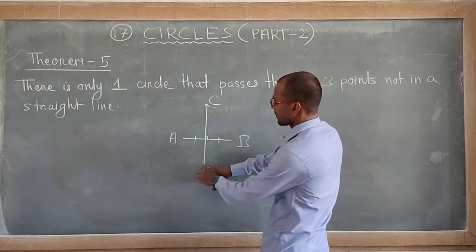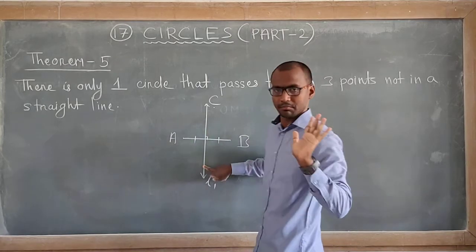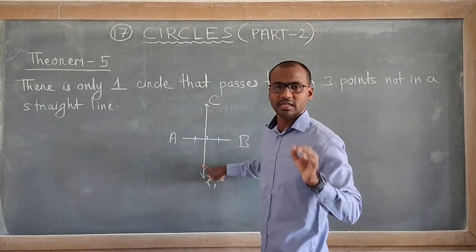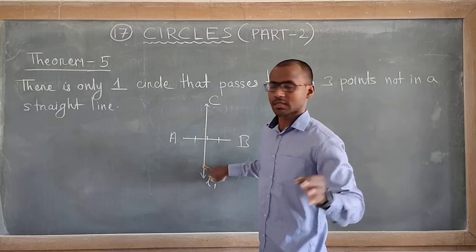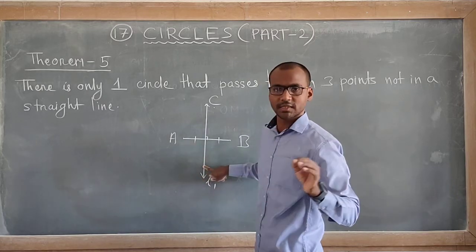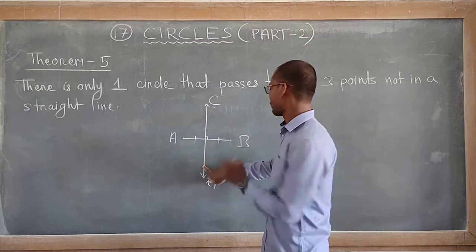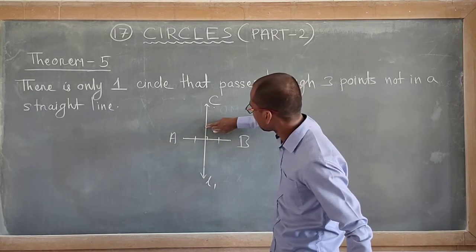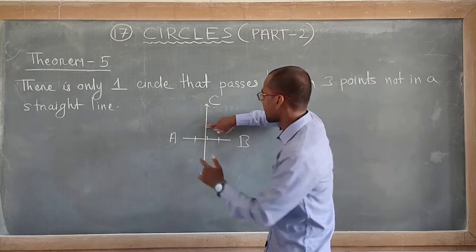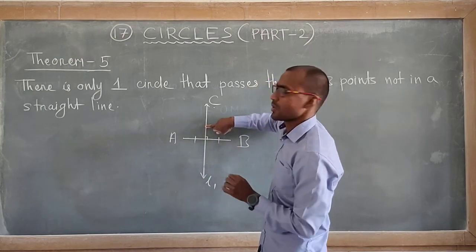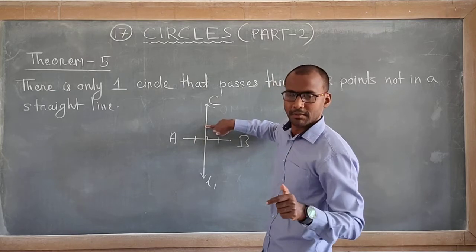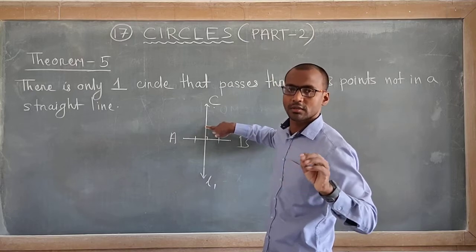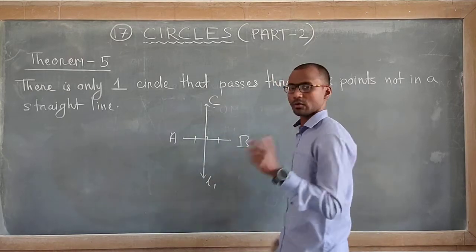Now measure the distance of this point from A and B, they will be the same. If the distance of this point from A is 6.4 cm, then its distance from B will also be 6.4 cm. Again suppose I take this point. If the distance of this point from B is 3.9 cm, then the distance of the same point from A will also be 3.9 cm. Okay, so this is the concept.